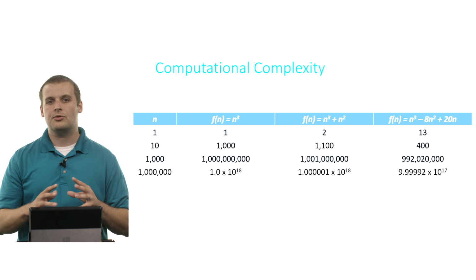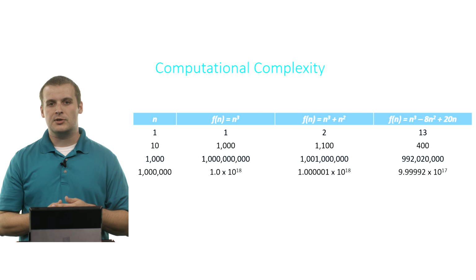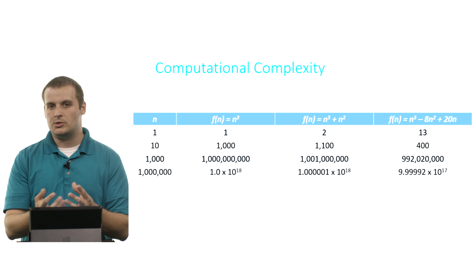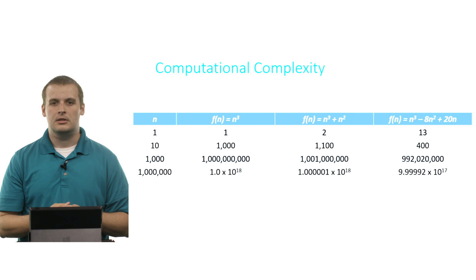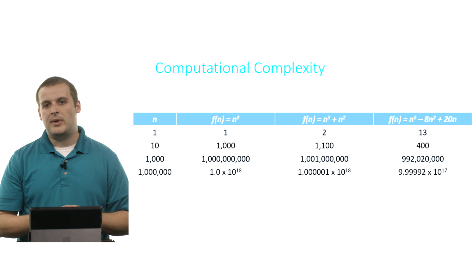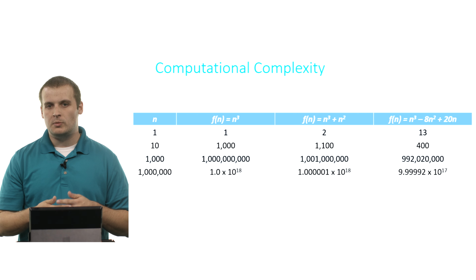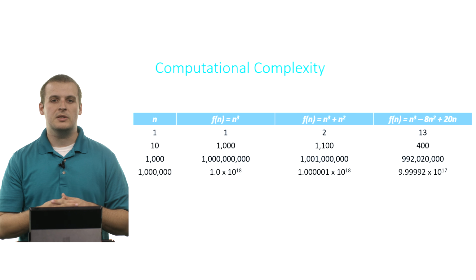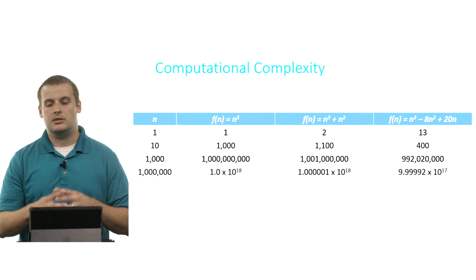So let's say that we have 3 different algorithms, the first of which takes n cubed units of resources to process a data set of size n. We have a second algorithm that takes n cubed plus n squared resources to process a data set of size n. And we have a third algorithm that takes n cubed minus 8n squared plus 20n units of resources to process a data set of size n.